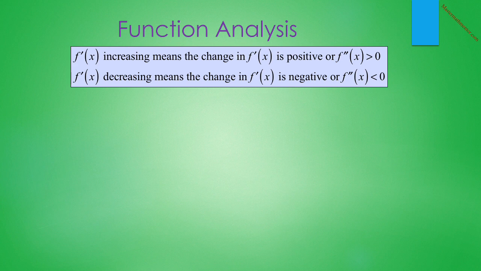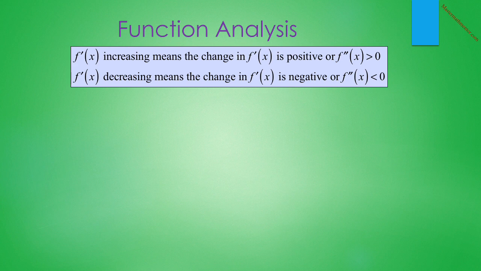I'll say this important concept slowly, and if you have to, stop the video and listen to it again. The instantaneous change in a quantity is its derivative. So f prime of x increasing means that the change in f prime of x is positive. But the change in f prime of x is f double prime of x. So f prime of x increasing means that f double prime of x is greater than 0.